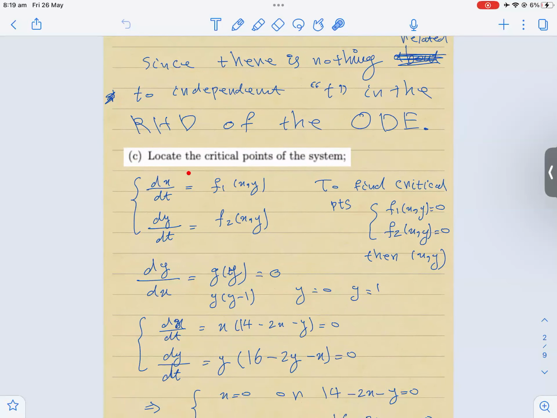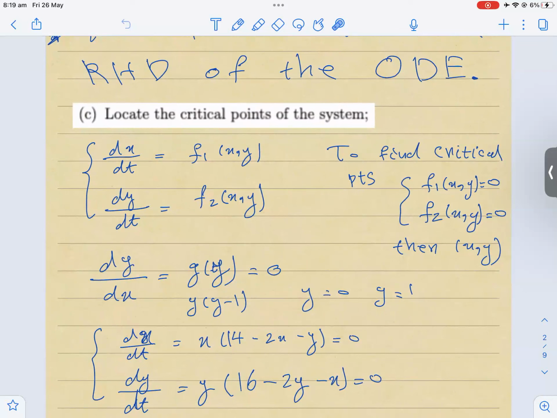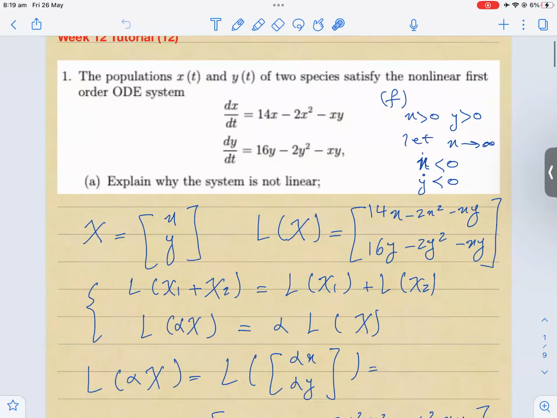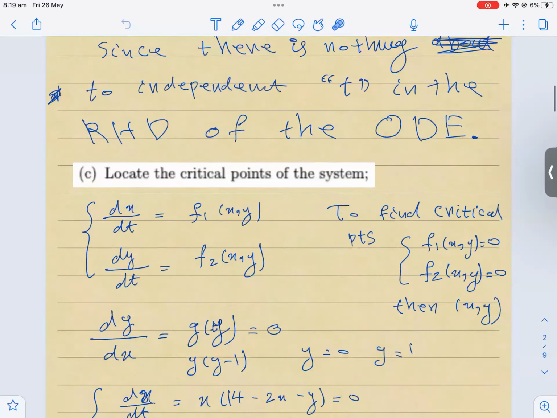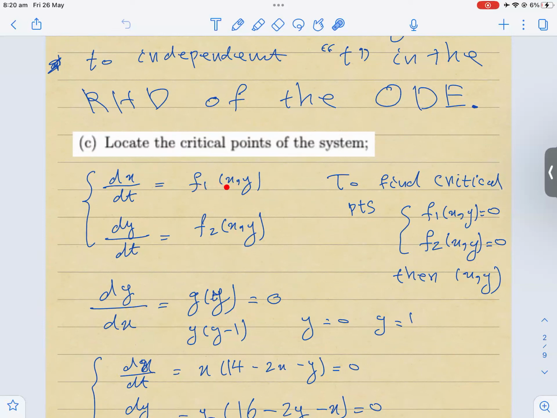Yeah. So let's have a look at the critical points here. Critical points are those points such that if we substitute into this matrix, into this equation and this equation, the values of x and y, it should give us 0 and 0 as well. So I will call the equations f1 and f2. To find the critical points, I should solve f1 equal to 0, f2 equal to 0.